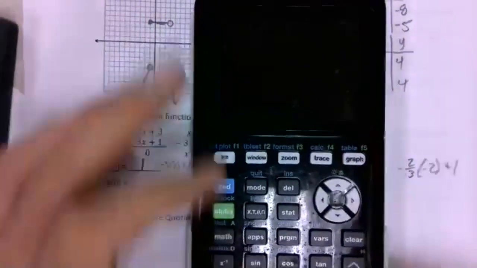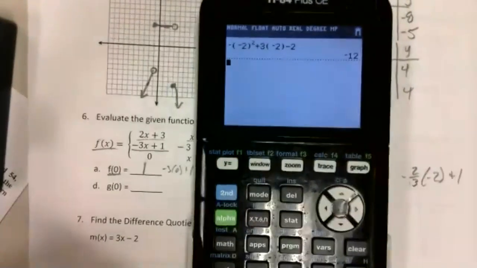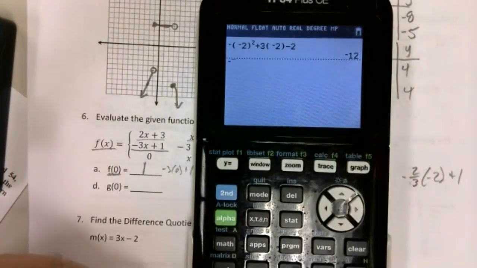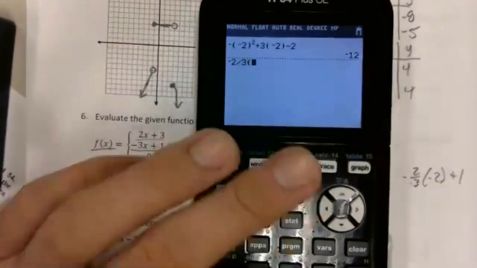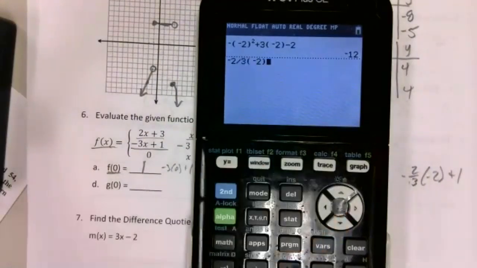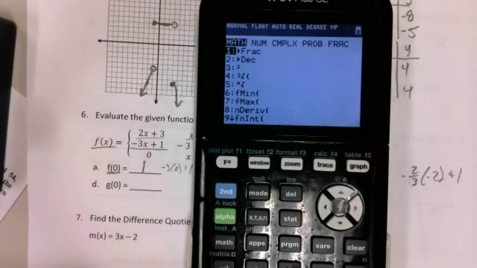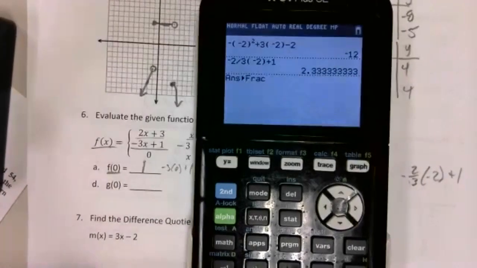Use your calculator. So if I do negative 2/3, parenthesis, negative, not the minus sign, but negative 2 plus 1. Oh, and it gives me a decimal. Darn, Mr. Riley doesn't want a decimal. Guess what I do? Hit math, enter, enter again, and there's your fraction.